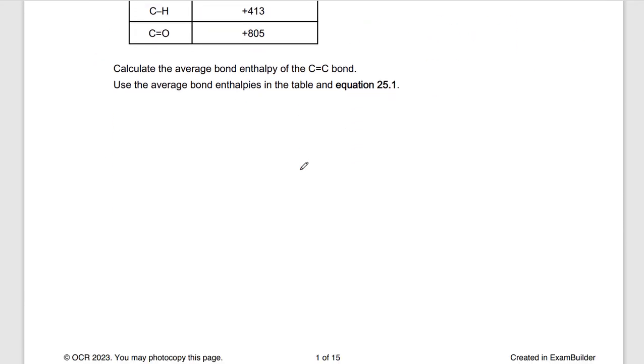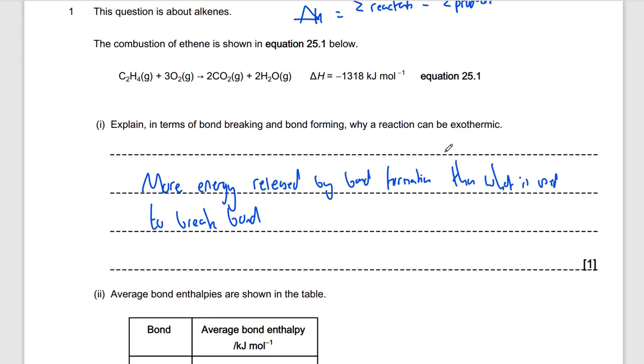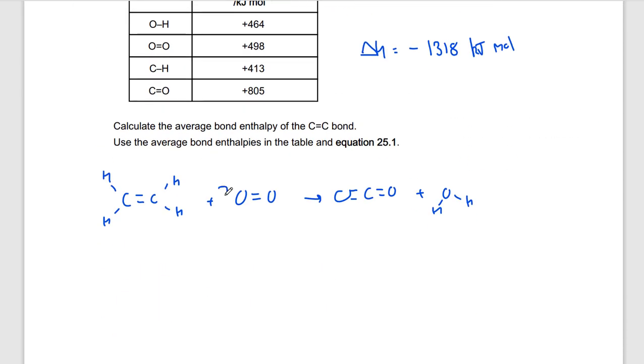The best way to do this is to draw them out. If you really struggle to visualize, then draw it out because it shows you the bonds. If you draw the displayed formula, you have the bonds right there, and they can be very useful. So ethene plus O2 goes to CO2, carbon dioxide, and water. Nice and straightforward. And of course the balancing numbers are there as well: 3, 2, 2. So we need 3 oxygens, 2 carbon dioxide, and 2 waters.